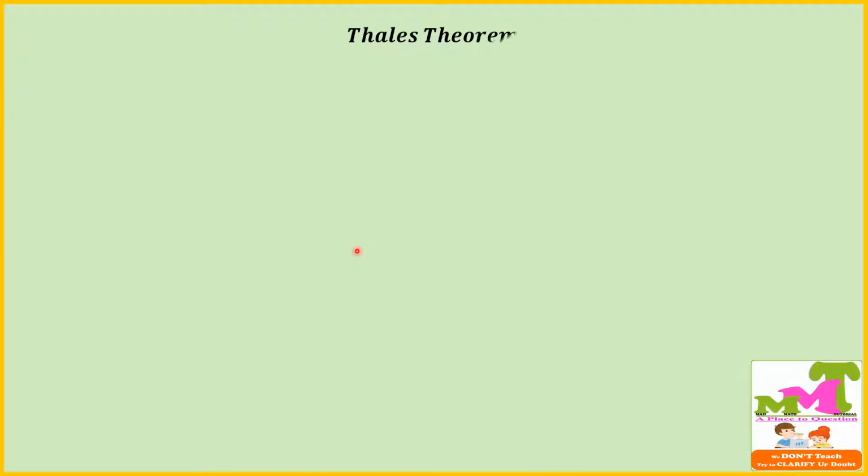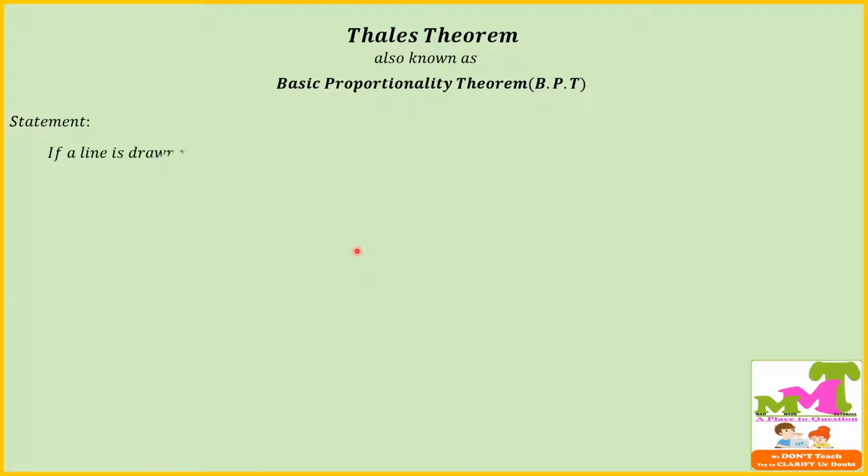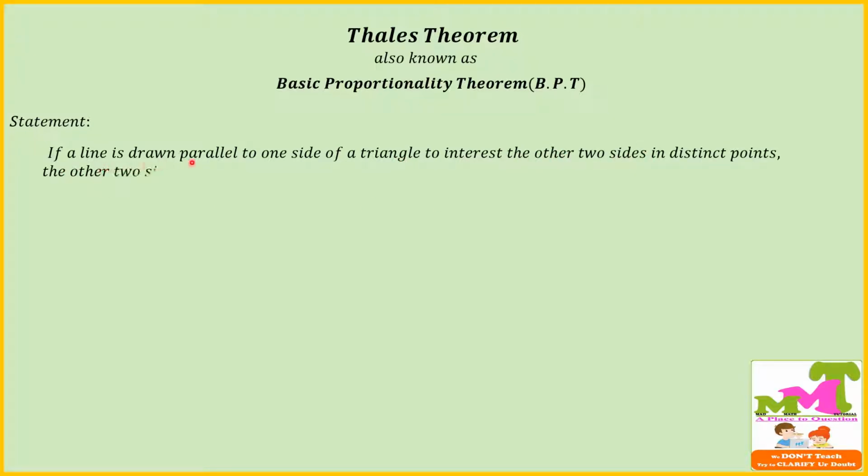We're going to talk about Thales theorem, which is also known as the basic proportionality theorem, commonly named BPT. The statement is like this: if a line is drawn parallel to one side of a triangle to intersect the other two sides in distinct points, then the other two sides are divided in the same ratio.